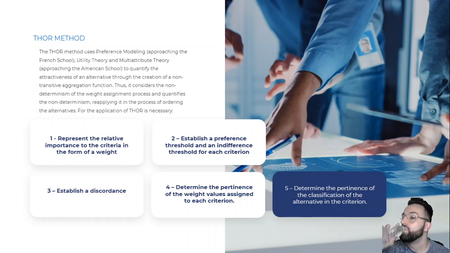So, here we have the 5 steps that the THOR method originally uses. Step 1 is to represent the relative importance of the criteria in the form of a weight. Step 2, establish a preference threshold and an indifference threshold for each criterion. Step 3, establish a discordance threshold. Step 4, determine the pertinence of the weight values assigned to each criterion. And step 5 finalizes with determining the pertinence of the classification of the alternative in the criterion.